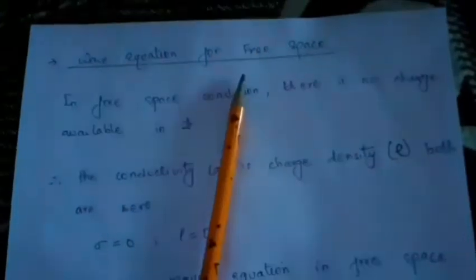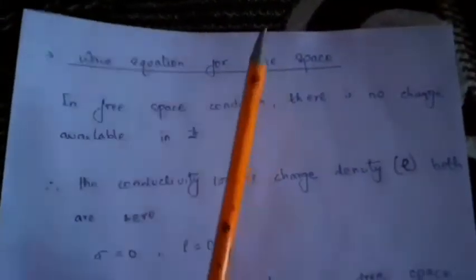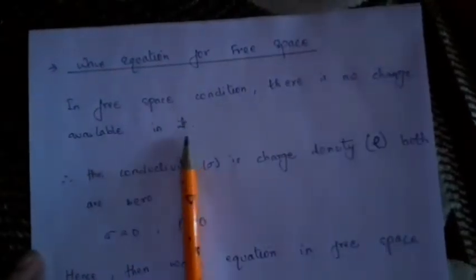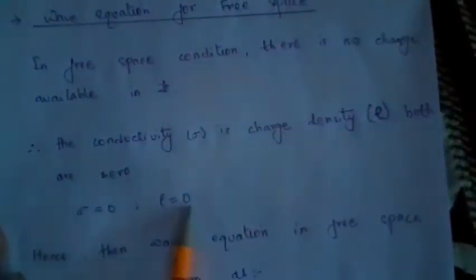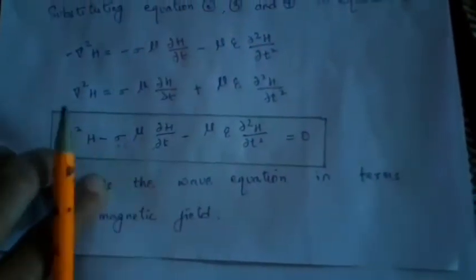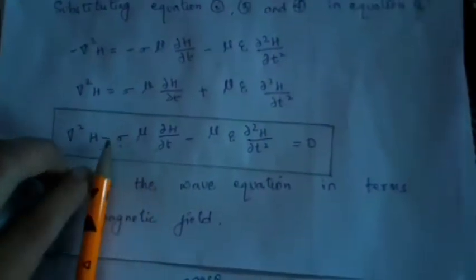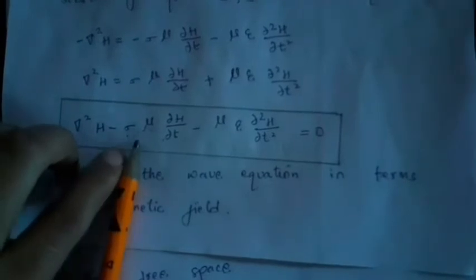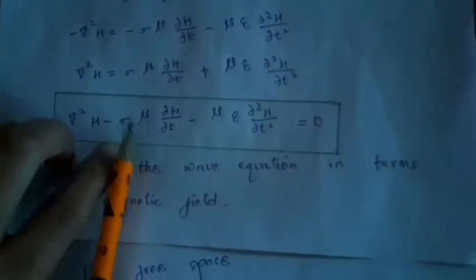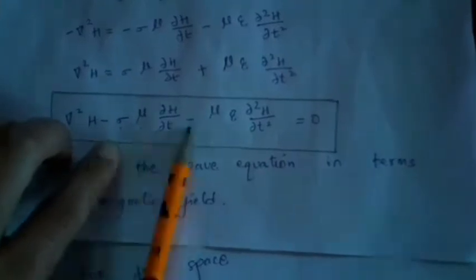If it is for the free space condition, what will happen? The wave equation for free space. In free space, as we all know, there is no charge available in it. There is no conductivity, no charge density. Then sigma equals 0, which means in this wave equation the second term will become 0, because sigma equals 0 for free space. Free space means there is no charge, no charge means no conductivity, no conductivity means sigma equals 0. So this term will become 0.